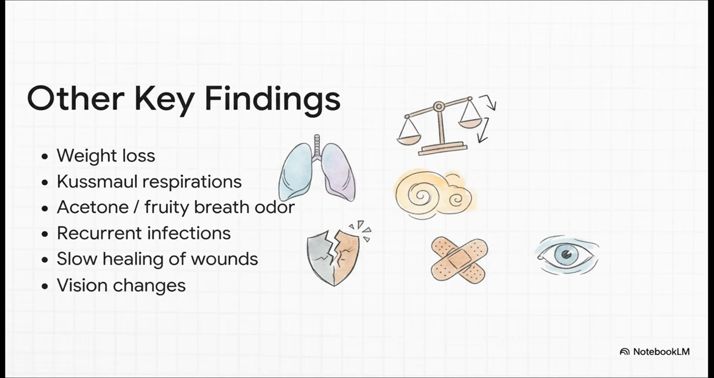Beyond the three Ps, you have got to be on the lookout for these other huge clues. That weight loss, especially in type 1, is because the body has started burning through fat and muscle for fuel. And that fruity, acetone smell on their breath, and those deep, rapid breaths we call Kussmaul respirations, that's a massive red flag. The body's in a state of acidosis from breaking down all that fat, and it's desperately trying to breathe off all that excess acid.